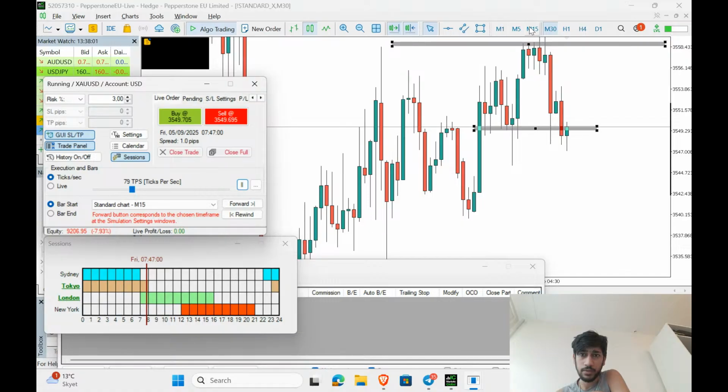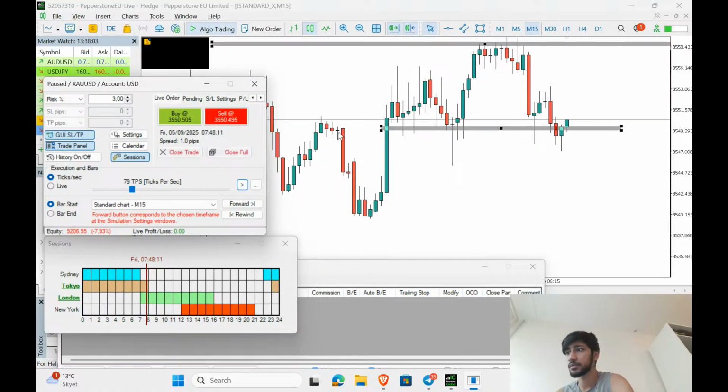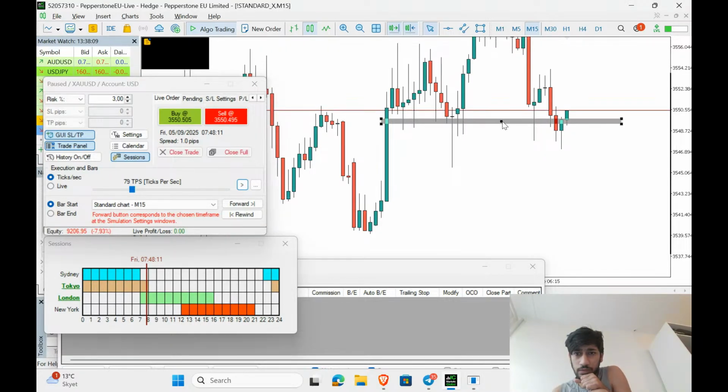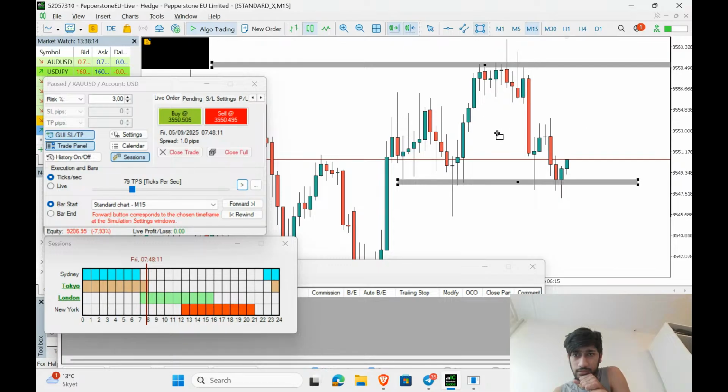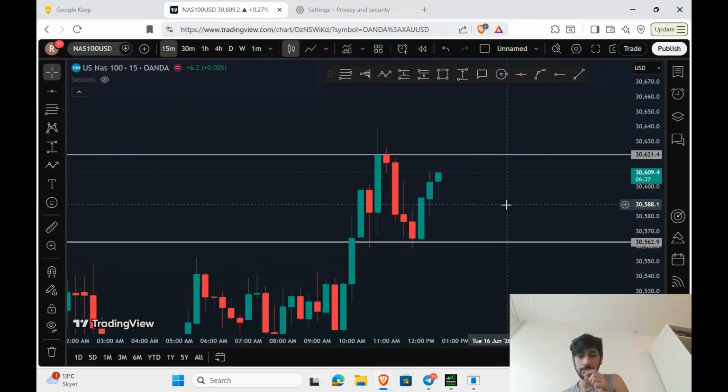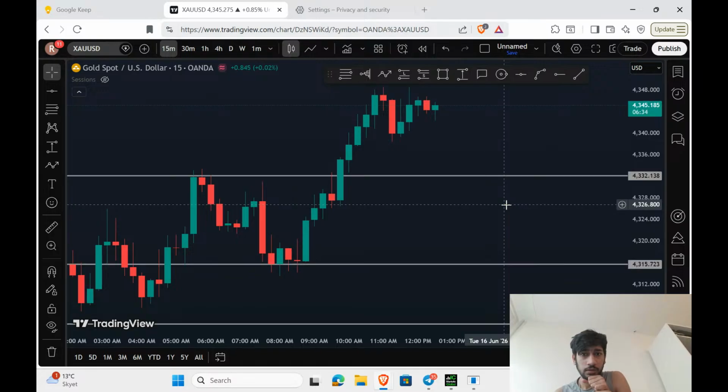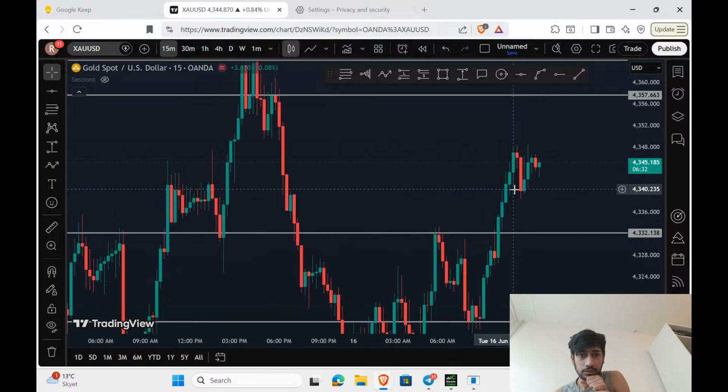Now it broke the low, but now it formed support. Now it formed support, and we have resistance. And now we are again stuck in the range. I mean, what is this pair doing? Formed resistance.